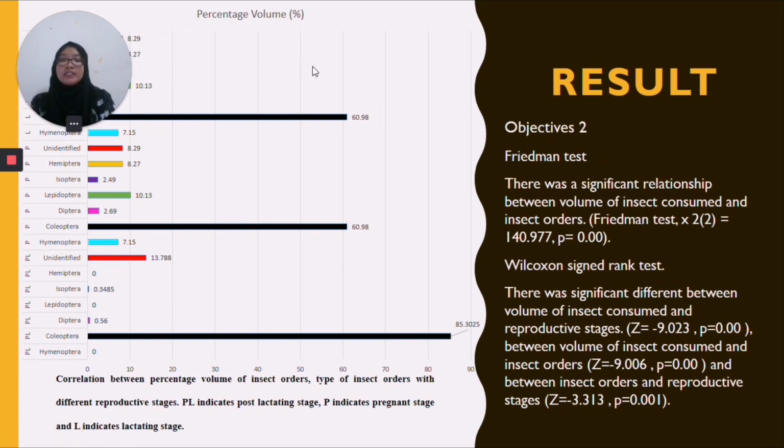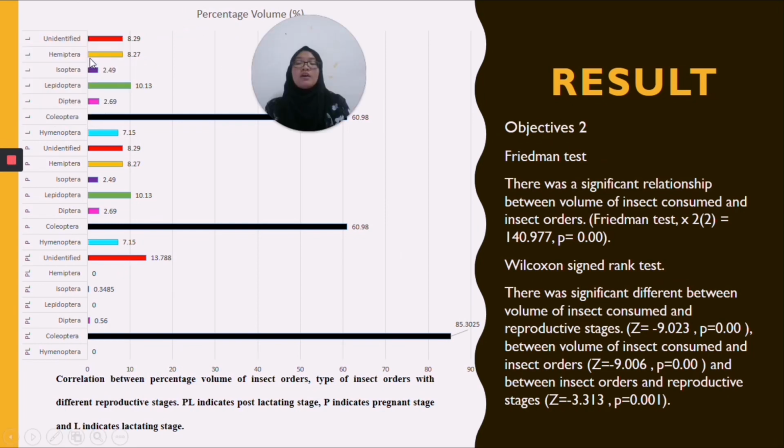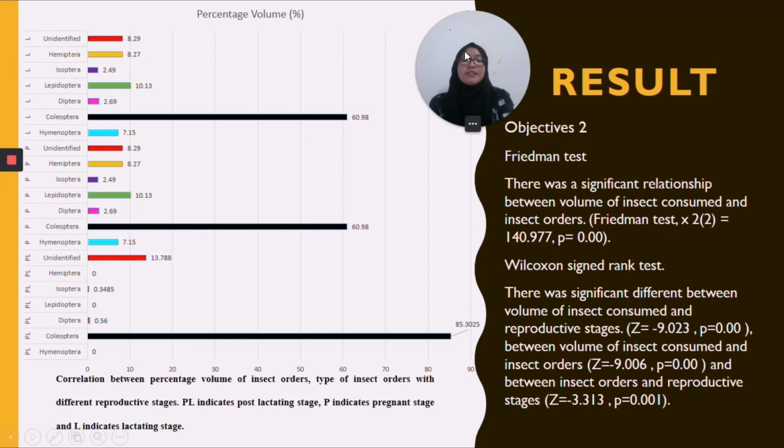For the result of my second objective, in the Friedman test, there was a significant relationship between volume of insect consumed and insect orders, because the p-value is less than 0.005. Then in the Wilcoxon signed rank test, there was a significant difference between volume of insect consumed and reproductive stages, and also between the volume of insect consumed and insect orders, and between the insect orders and reproductive stages.